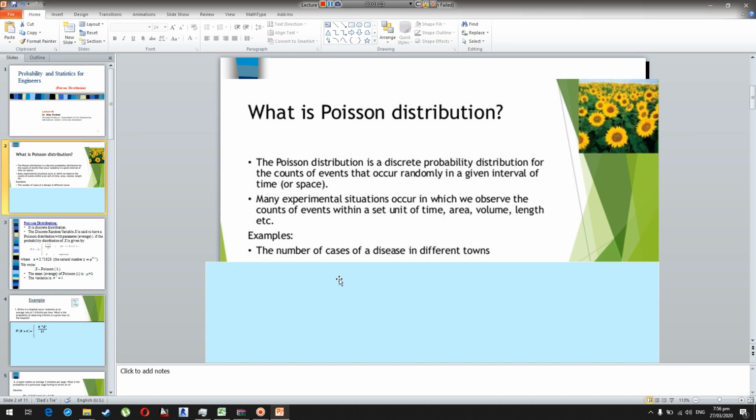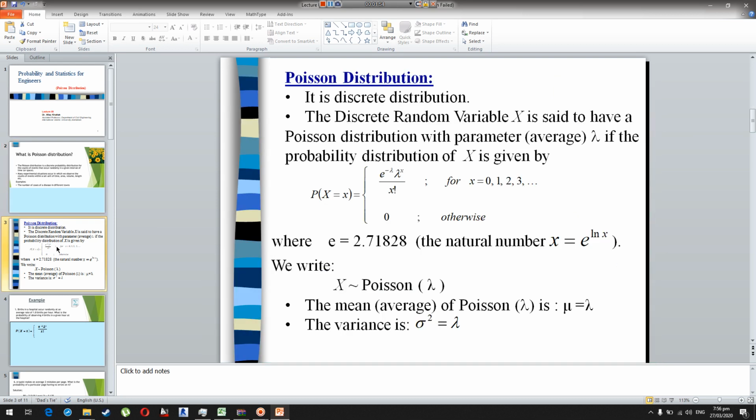So what is the probability of 5 students entering a class in 5 minutes? What is the probability of 4 or 5 vehicles arriving in 1 minute at a toll collection plaza? For all these we have to use the Poisson distribution. And as I said, the number of cars, number of people, number of students, number of cases of disease are related to discrete data. As I said, Poisson distribution is a discrete distribution.